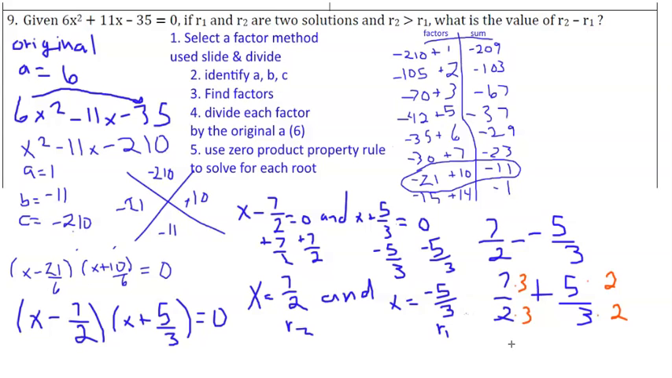So then you have 21 plus 10 all over 6. So that's 31 over 6. That would be your answer. You can't simplify it any more than that.